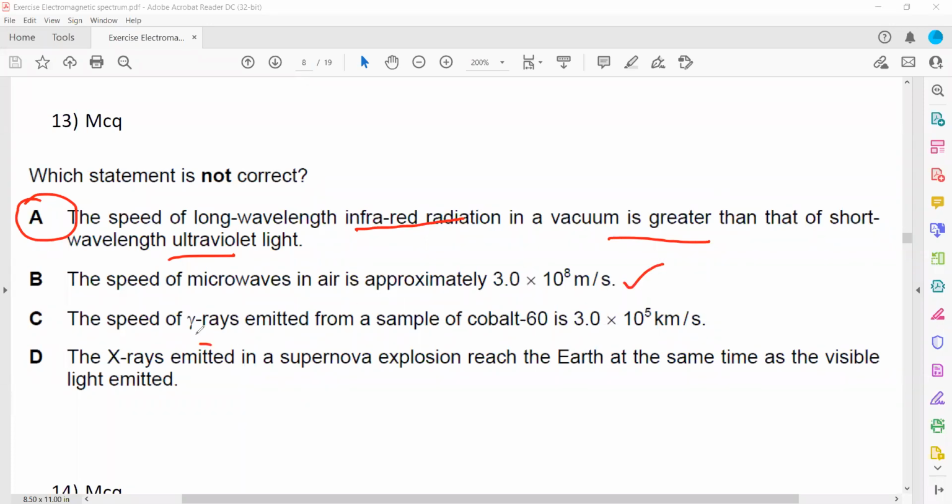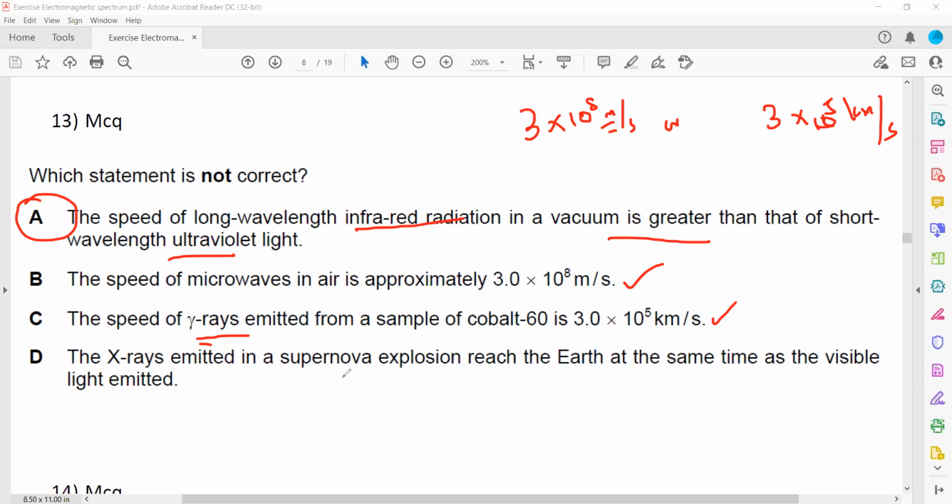The speed of the gamma rays: 3 exponent 8 meter per second, I can also write as 3 into 10 to the power 5 kilometer per second. So both can be written in the same manner. It won't make a difference. The only difference is that this is meter per second and this is kilometer per second. But both are the same values, because both refer to 300 million meter per second.